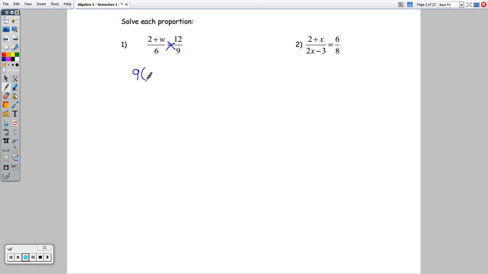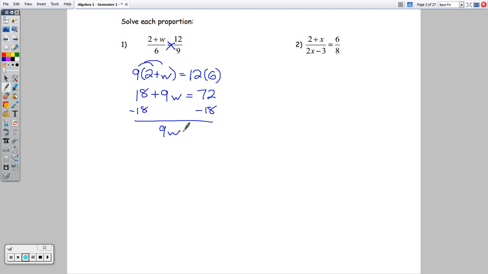So we'll have 9 times 2 plus w, that whole quantity in parentheses. This is going to be 12 times 6 on the other side. Distribute the 9 through to both parts. That's 18 plus 9w equals 72. Subtract 18 from both sides, and then divide by 9, and you've got your final answer. W equals 6.